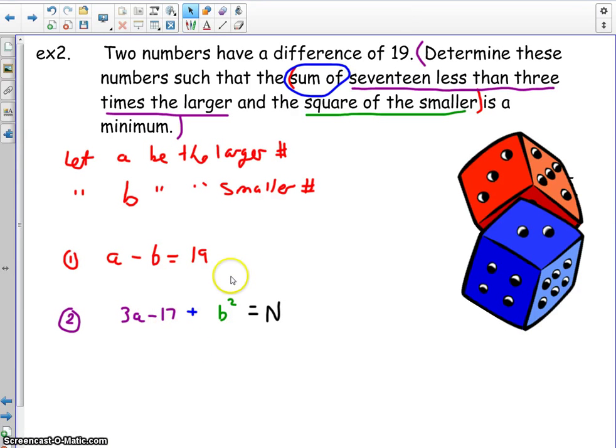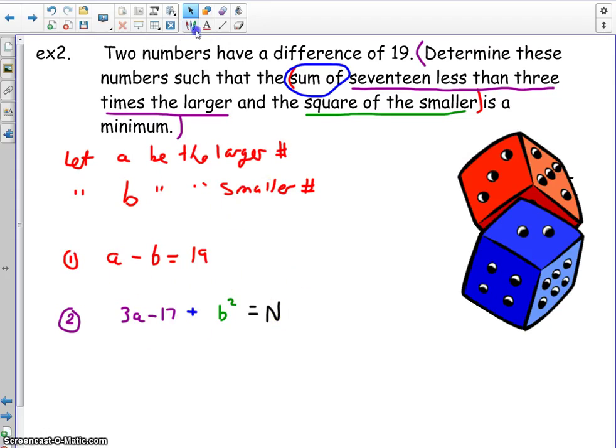Okay, so again, this is going to be a very complicated equation to try and set up, because this is what we're actually trying to minimize here. This is the big one that's important here, the second equation. So it's the sum of, so we're going to be adding two things together, 17 less than 3 times the larger. So if we take 3 times the larger, which is 3a, we want 17 less than that, so it gives us 3a minus 17. Now, I'm adding that because it's the sum of the square of the smaller. My smaller number was b, so I'm adding b squared. So I end up with 3a minus 17 plus b squared. And I don't know what to call it, I just called it n. It's to be equal to that whole expression there. And this is what I'm trying to minimize.